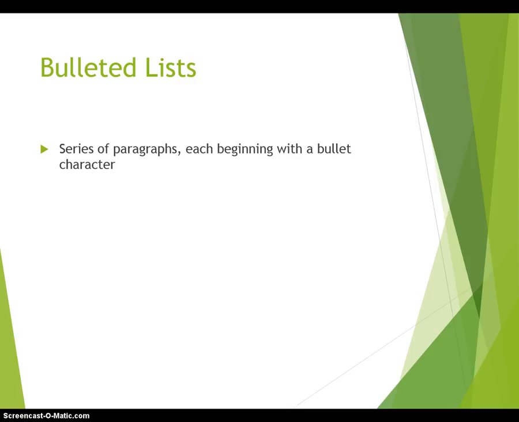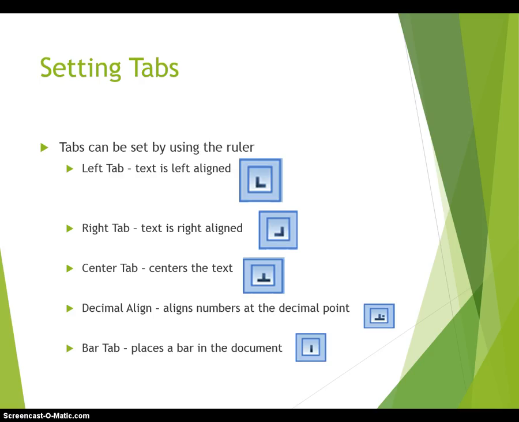Then you have numbered lists. Numbered lists are organized by numbers. They're in numerical order. They may be represented by numbers or letters or Roman numerals. Any of those may work for a numbered list. We're going to do tabs later.